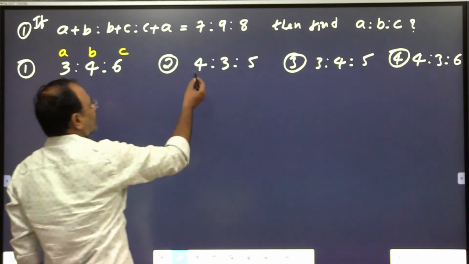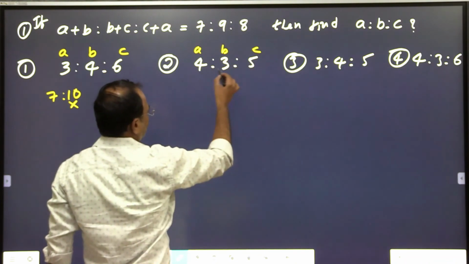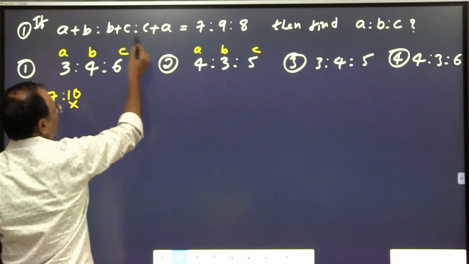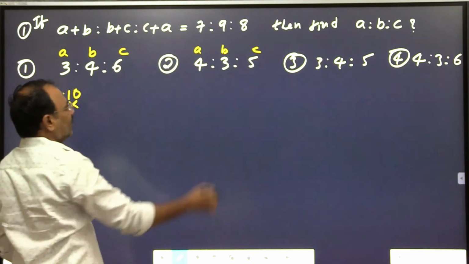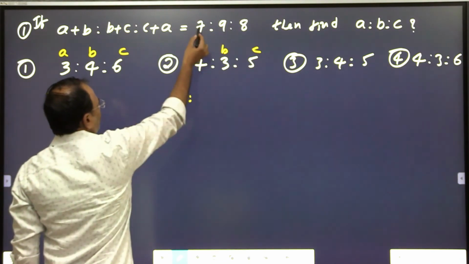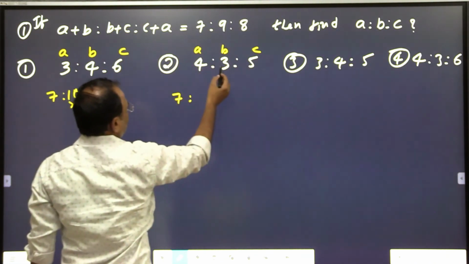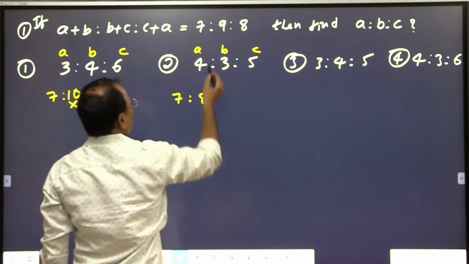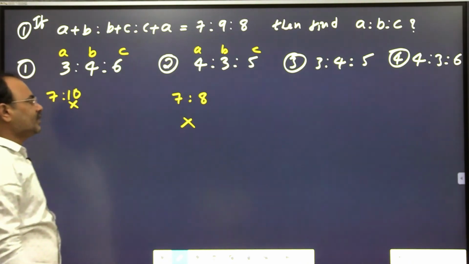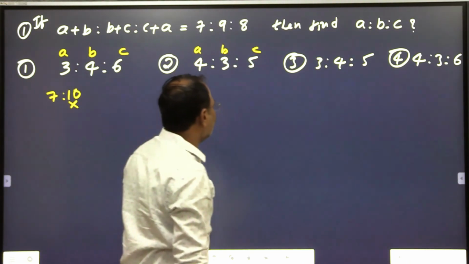And the second option, this is A, this is B. If you assume A is to B is to C is equal to 4 is to 3 is to 5, then check whether the given condition is satisfied or not. First one, A plus B, 4 plus 3, 7. So the first term is correct. Next, B plus C, 3 plus 5, 8. But here the second term is 9. Here 8 came, so option 2 cannot be the answer.